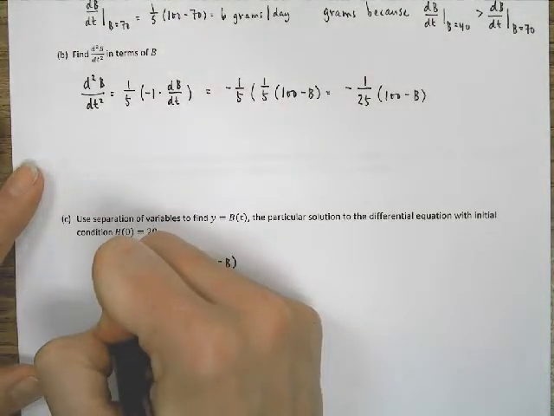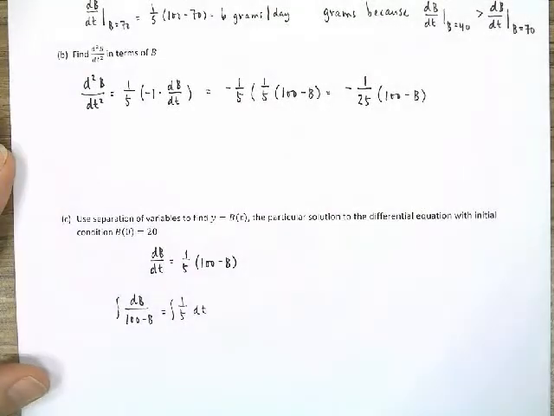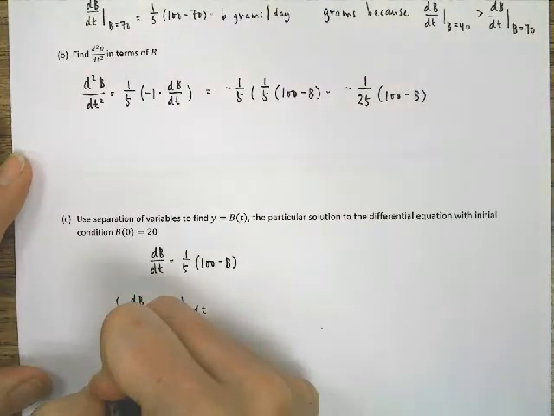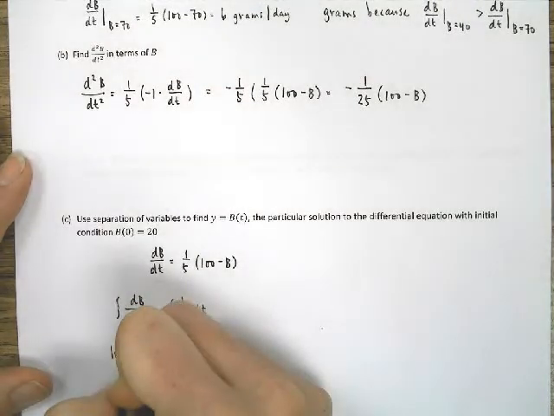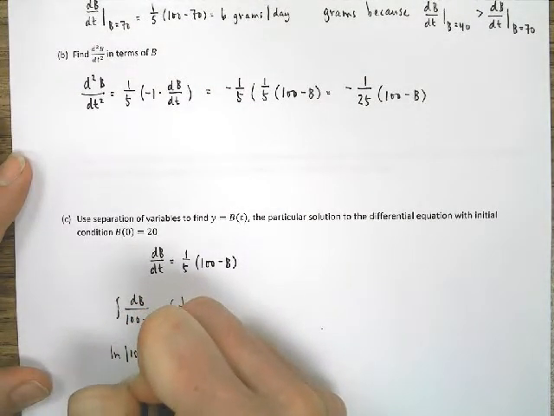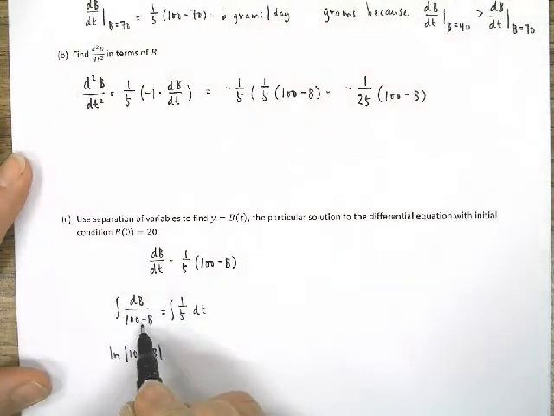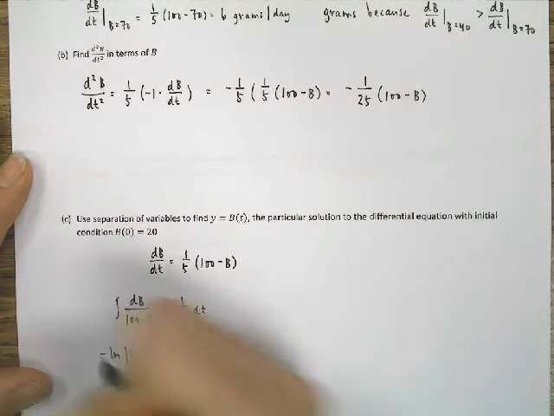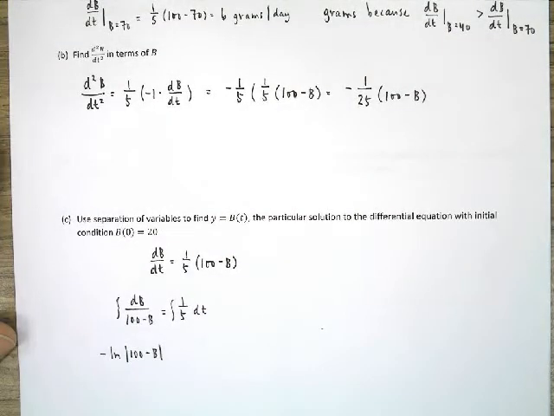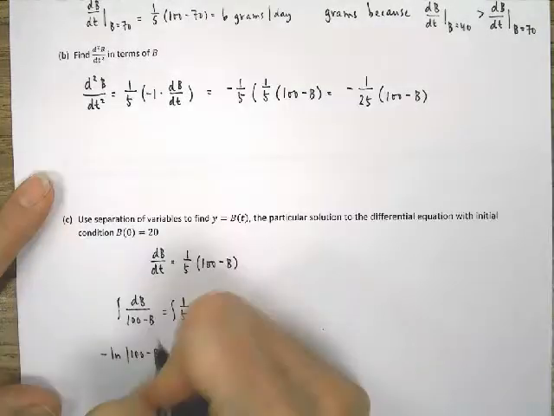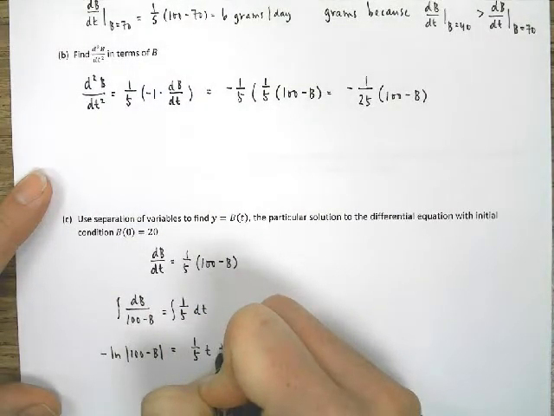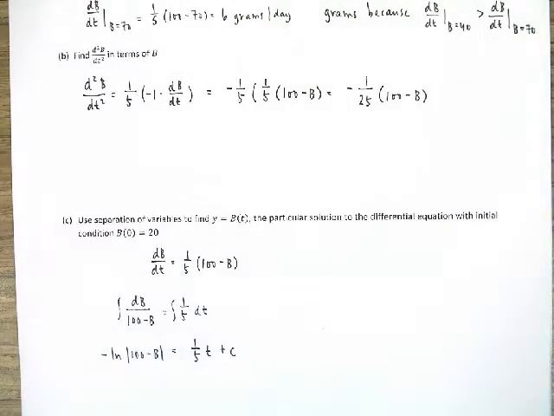Okay, so now we're going to integrate. Now I have 100 minus b, so I'm going to have the natural log of (100 minus b), but now I have to be careful. Since in the chain rule, this would give me a -1, right? I have to make sure I divide by a -1 here as well. On this side, I have 1/5 t and then plus c.